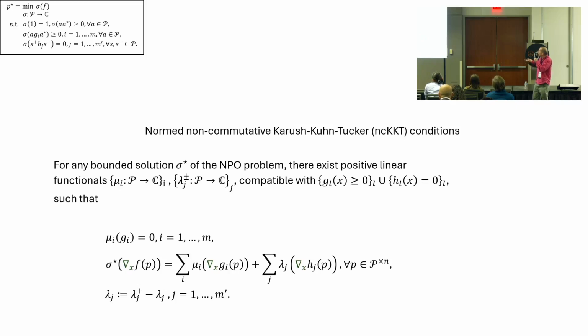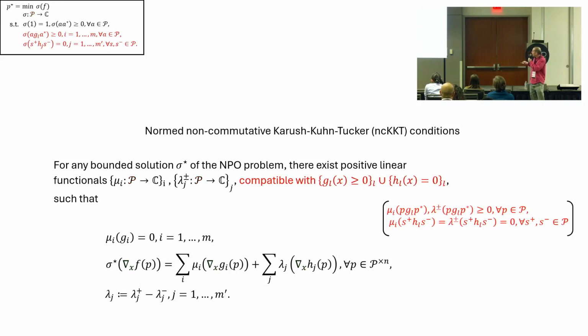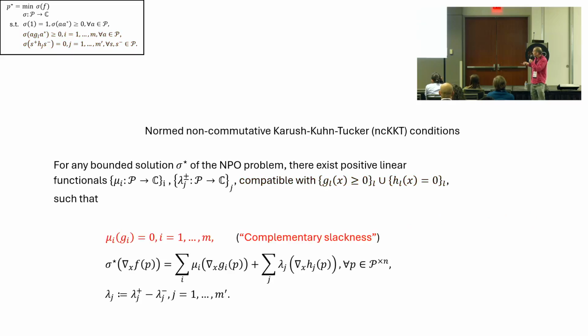So suppose I give you an MPO in functional form. We say that this MPO satisfies norm NCKKT if for any bounded solution of this MPO, there exist positive linear functionals, mu i and lambda j plus minus. They act on the set of polynomials of these non-commuting variables, just like this other variable here. We demand them to be compatible with the problem constraints. What this means is that this has to satisfy the same restrictions that we enforce on this other variable. They have to satisfy complementary slackness.